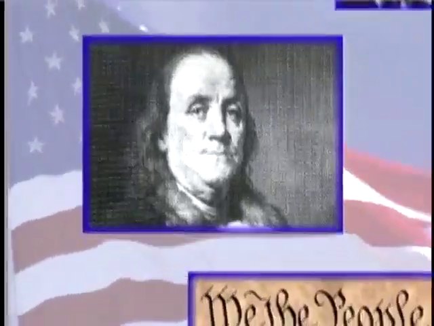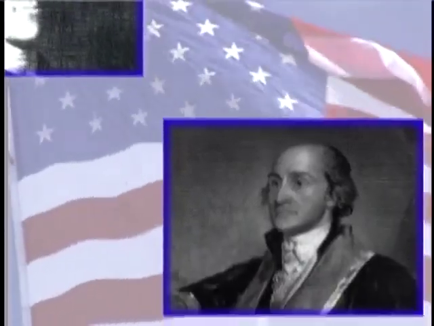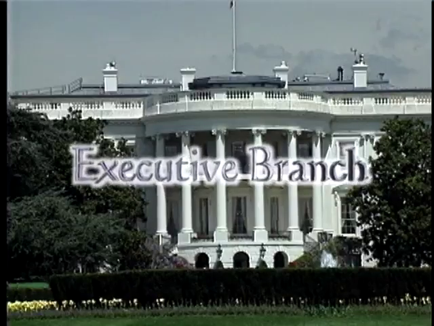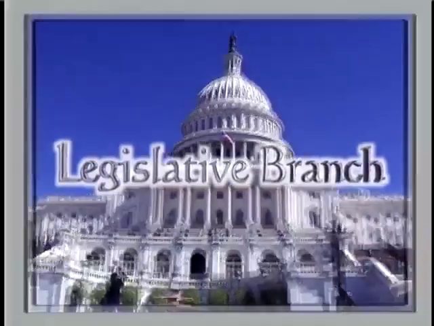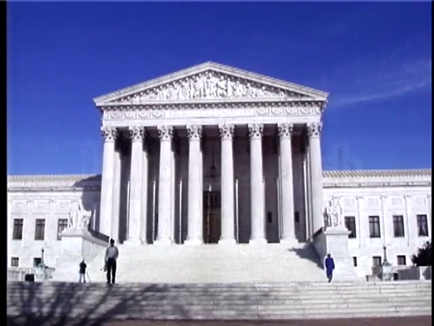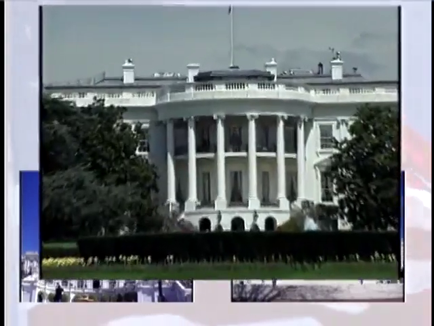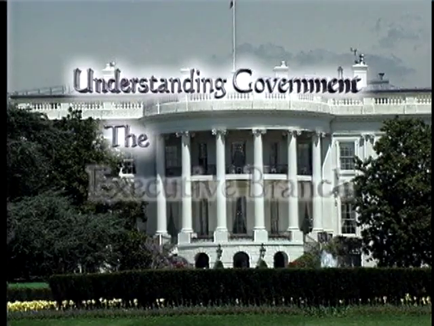In 1787, the founding fathers of our country gathered in Philadelphia, Pennsylvania, to write the supreme law of the land, the United States Constitution. In it, they defined our government and how it would serve the people. They established three distinct divisions of government: the executive branch, the legislative branch, and the judicial branch. In this program, we'll take a close look at the makeup and function of one of these three. The executive branch.